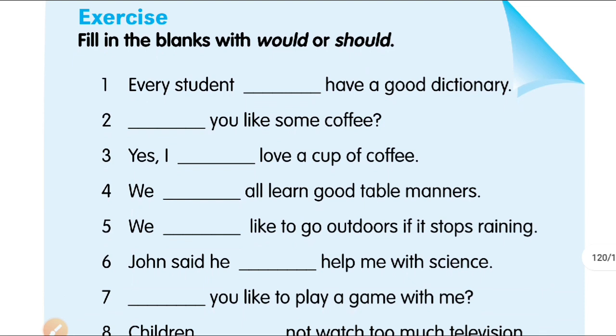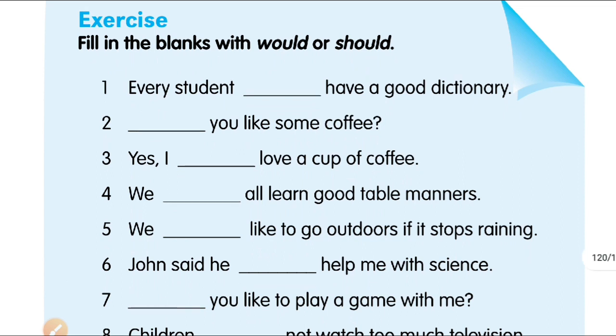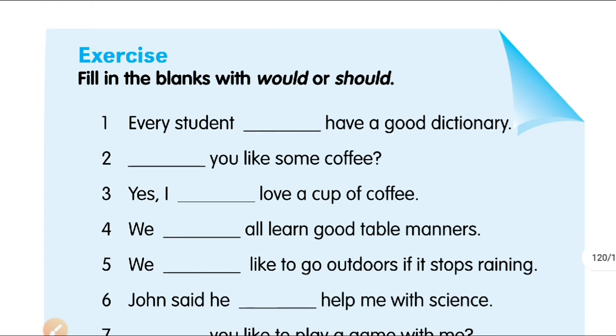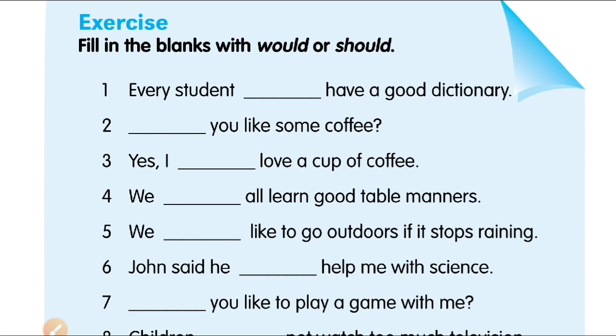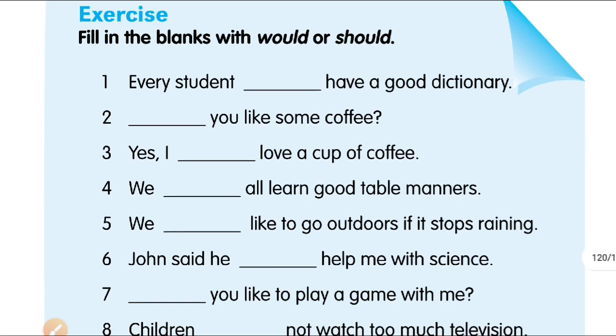So you can continue this exercise. Every student should have a good dictionary. Would you like some coffee? Yes, I would love a cup of coffee. We should all learn good table manners. Means in case of should and in case of would, you can write here. Wherever it is advisory, you can write here should. Like learning good table manners is very good for us. That's why it is being advised. That's why we write we should all learn good table manners.